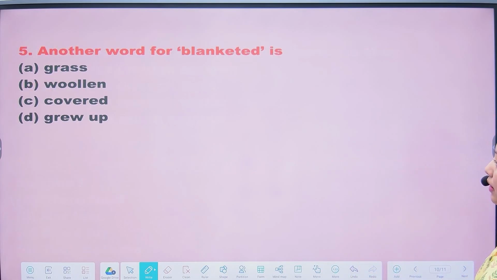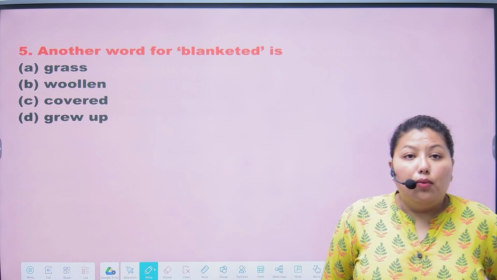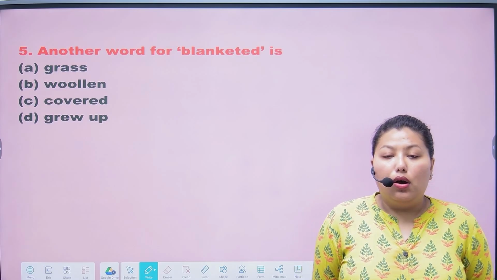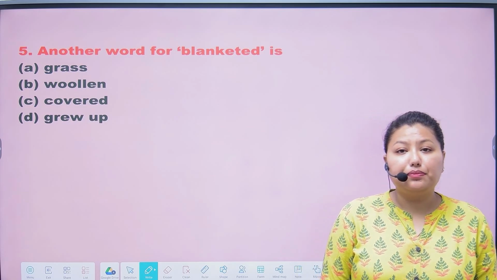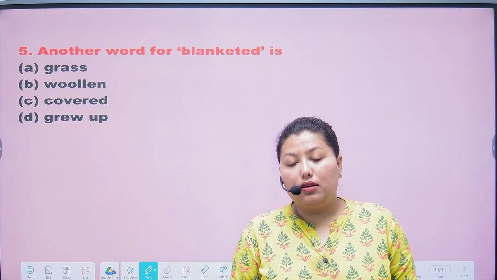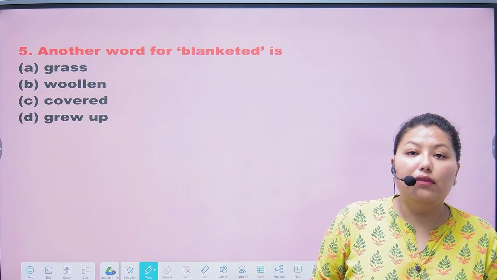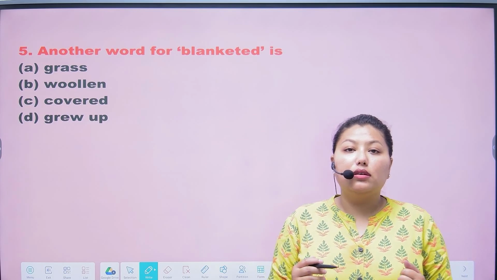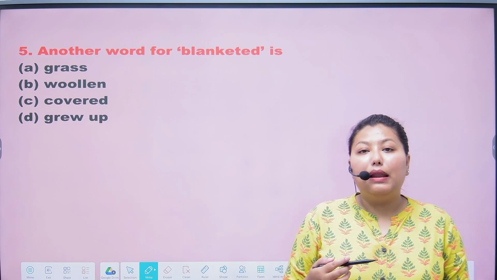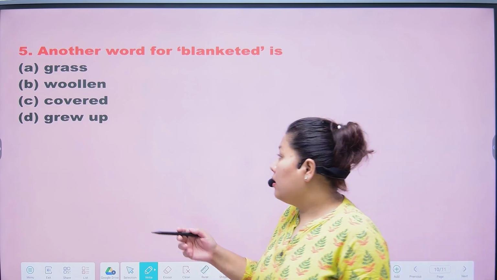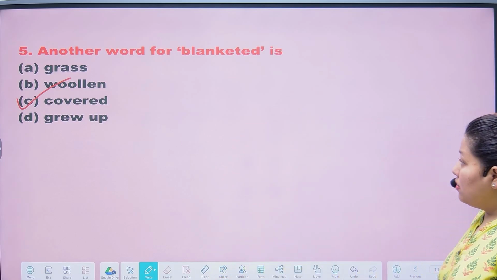Next question. Another word for blanketed is. So what is the meaning of blanketed? Options are grass, woolen, covered, grew up. When we cover ourselves with a blanket to stay warm, that means we are covering our body with a blanket. So blanketed means covered. Option number C is the correct answer. So these questions are done.